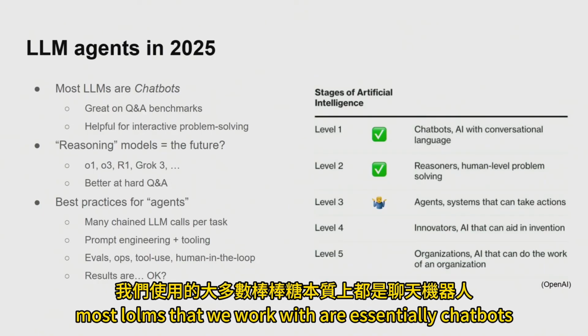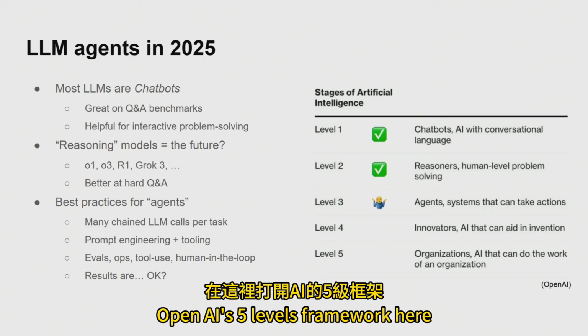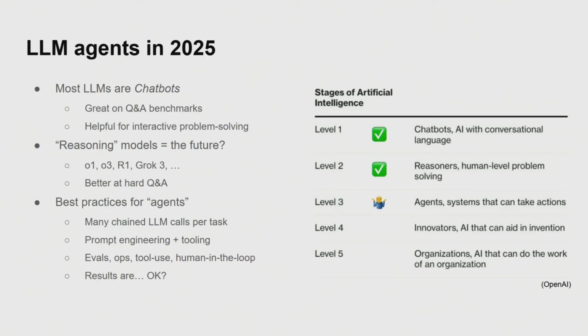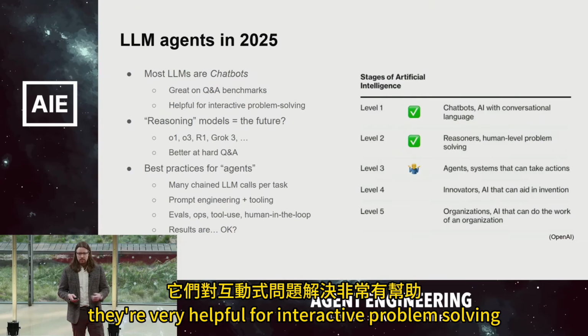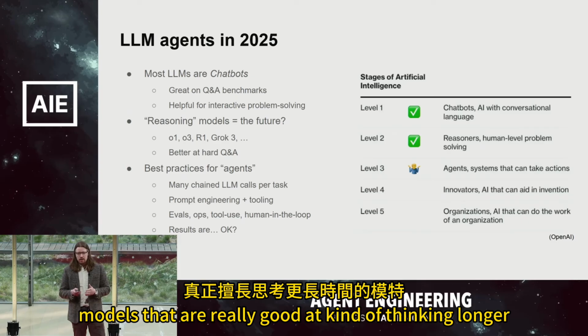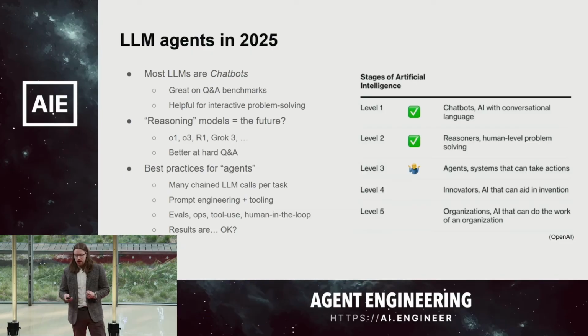Most LLMs that we work with are essentially chatbots. I think it's helpful to think about OpenAI's 5 levels framework here. So we did pretty well with chatbots. Seems like we're doing pretty well with reasoners. These are great models for question and answer. They're very helpful for interactive problem solving. We have the O1, O3, R1, Grok 3, Gemini, et cetera, models that are really good at thinking longer. And we're trying to figure out how we take all of this and make agents level 3.